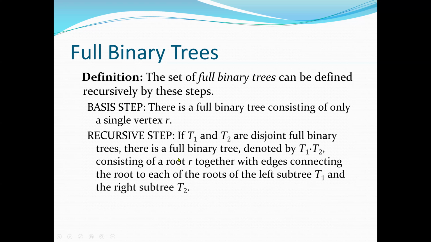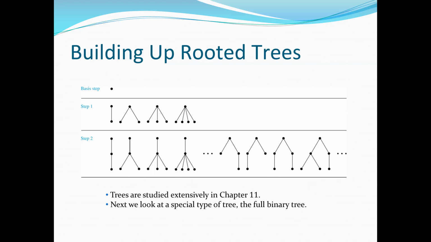Then the recursive step: if T1 and T2 are disjoint full binary trees, then there's a full binary tree denoted by T1, T2. It consists of the root R together with the edges. Edges are the lines that connect the vertices together. So in our diagram previously, these would be the edges.